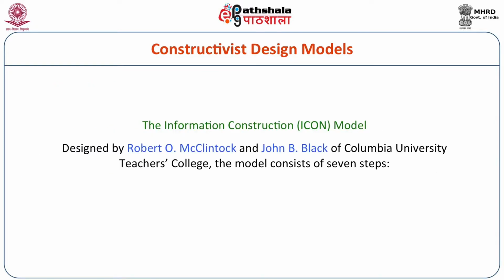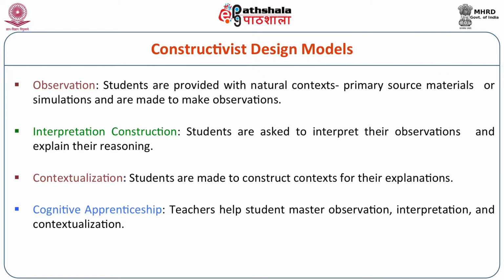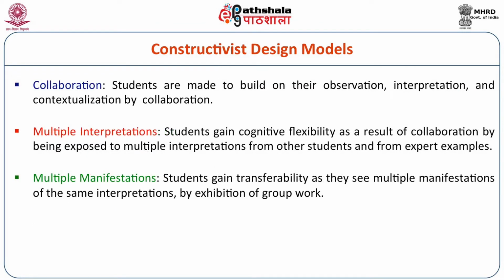There is the ICON model. ICON is the information construction model designed by Robert and John Black of Columbia University Teachers College. The model consists of 7 stages. Number 1 is observation, then interpretation construction, then contextualization, then cognitive apprenticeship, collaboration, multiple interpretations, and multiple manifestations.